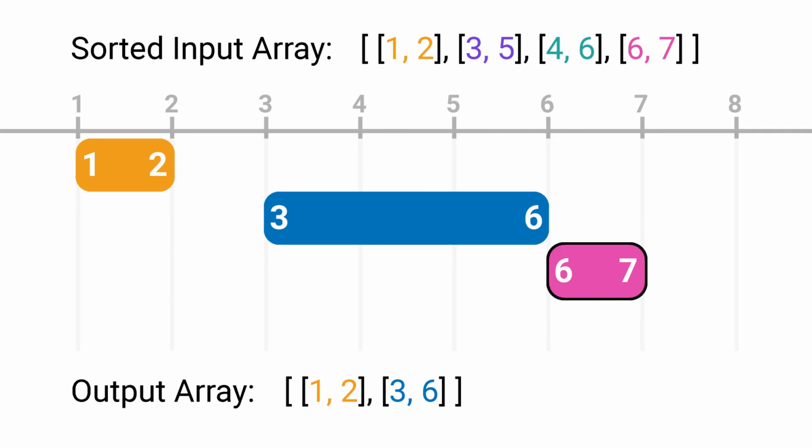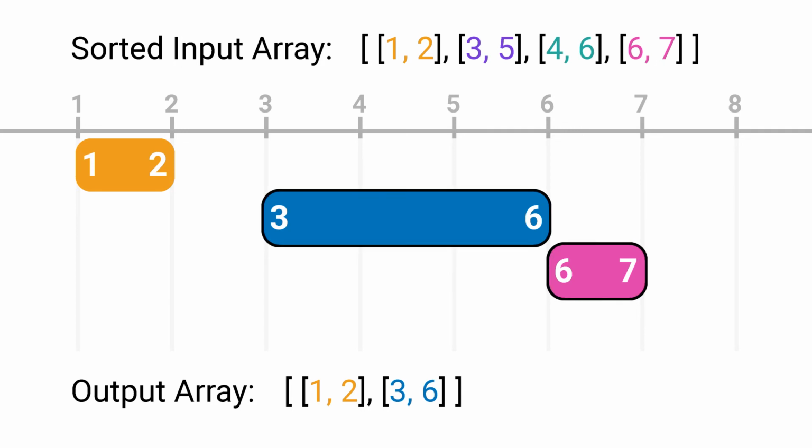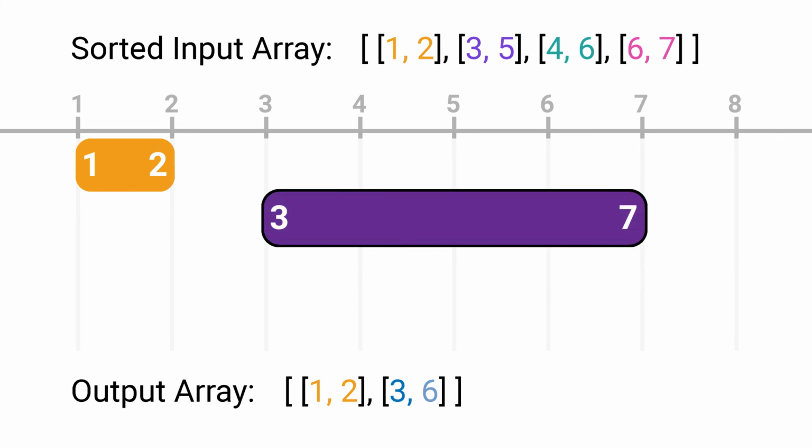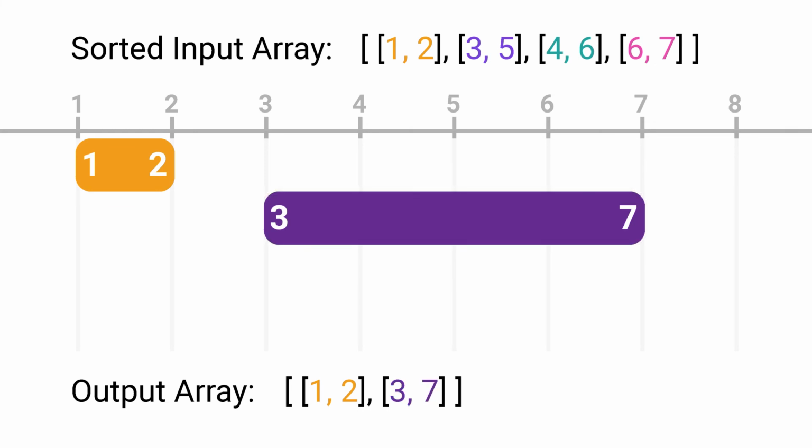For the fourth interval 6, 7, the last interval present in the output array is 3, 6. Here the starting number 6 of the interval 6, 7 is equal to the ending number 6 of the interval 3, 6. That means this interval can be merged with the last interval present in the output array. We will update the last interval's ending number with the maximum number 7. So now we have a new merged interval in the output array. So in the end, this is the result we have.